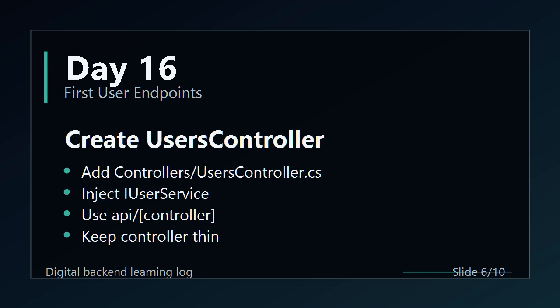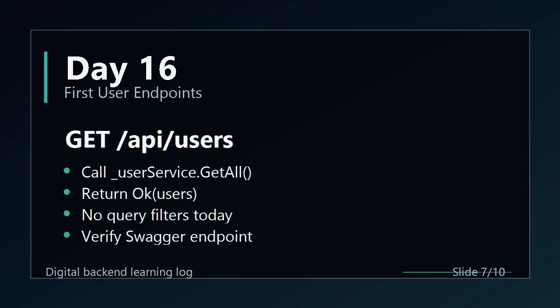Next, create UsersController in the API controllers folder. Inject UserService, use the ApiController root, and keep the controller thin. The GetUsers endpoint calls UserService.GetAll and returns OK with the users. No query filters are needed today.